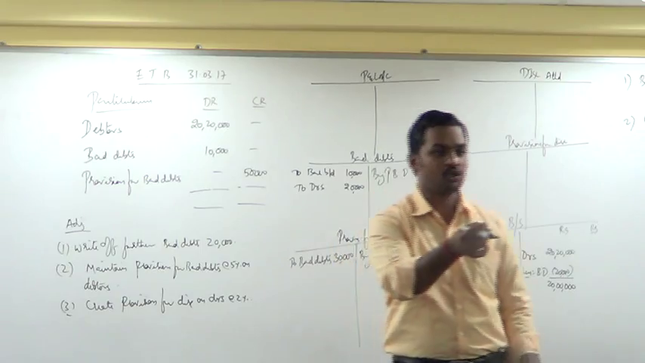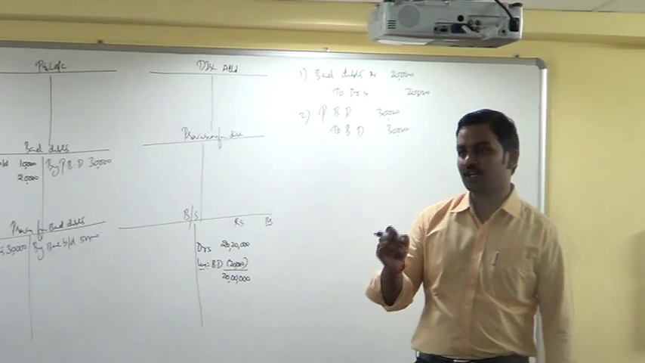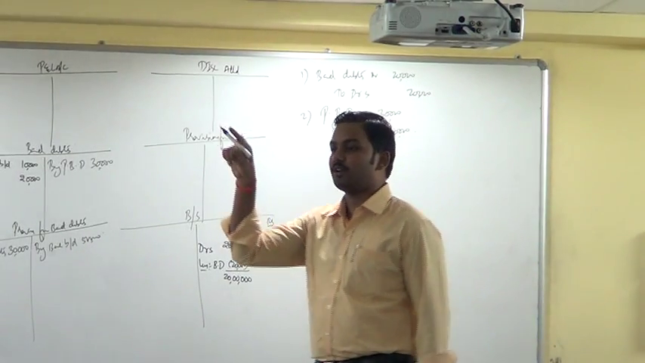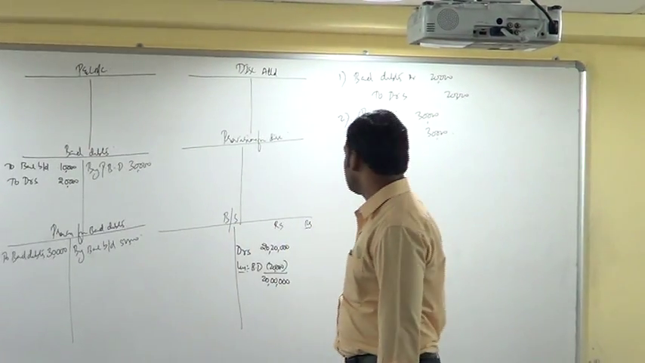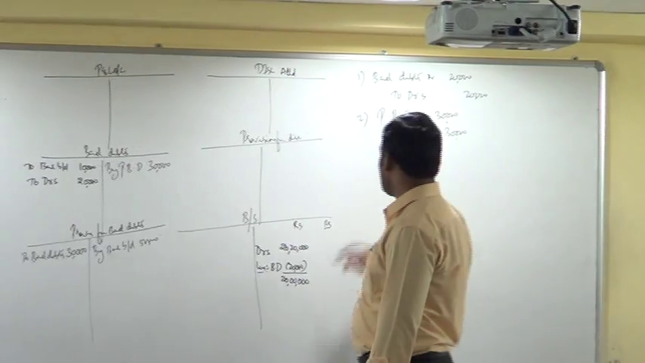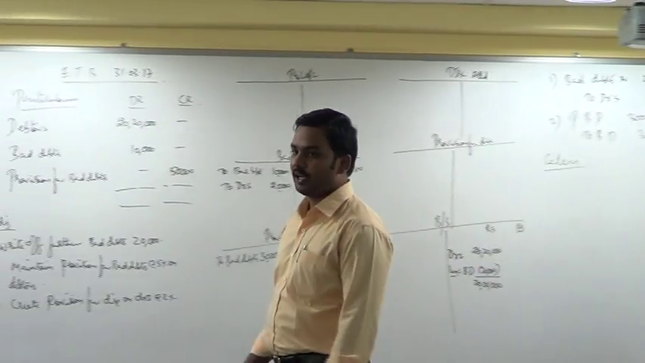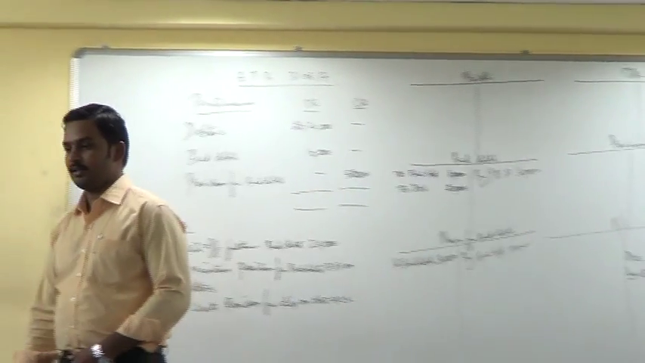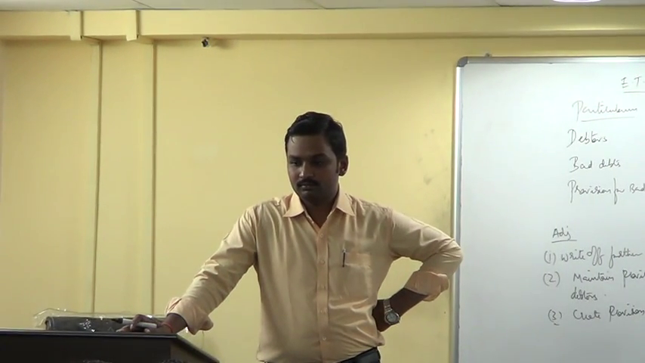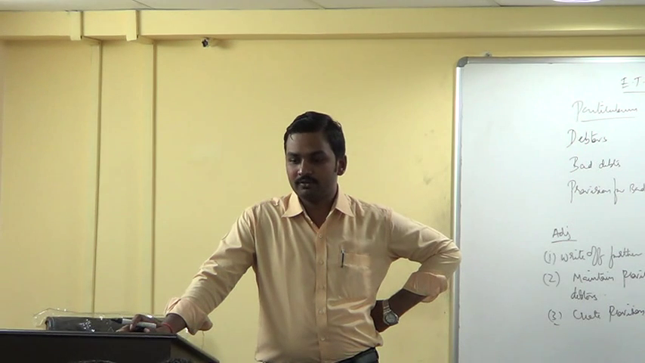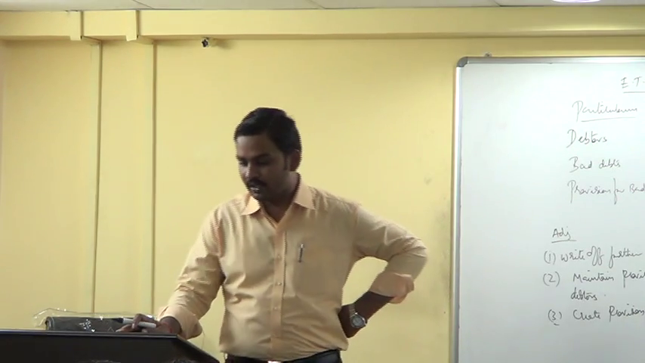How to calculate that? I think I have already shown you a working note. That's right, the working note. What is the title of the working note? Calculation of the amount to be debited or credited to the P&L account to maintain provision for bad debts.